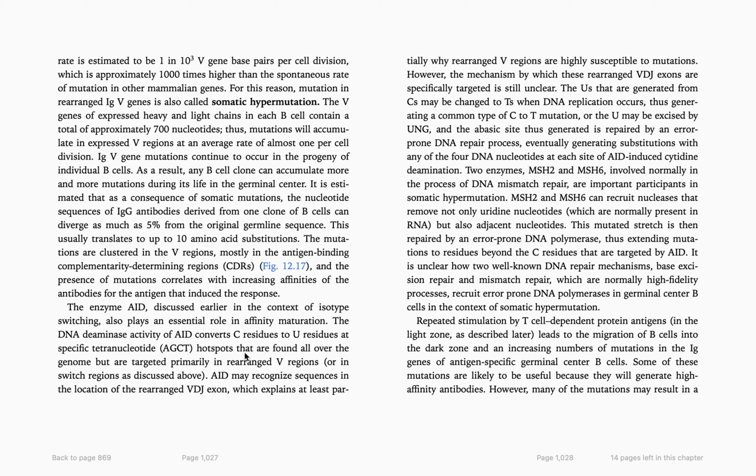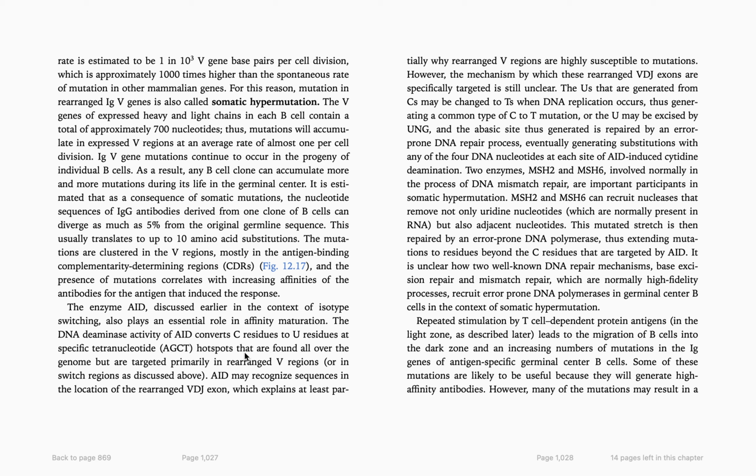The U residues that are generated from Cs may be changed to Ts when DNA replication occurs, thus generating a common type of C to T mutation, or the U may be excised by UNG. The abasic site thus generated is repaired by an error-prone DNA repair process, eventually generating substitutions with any of the 4 DNA nucleotides at each site of AID-induced cytosine deamination.